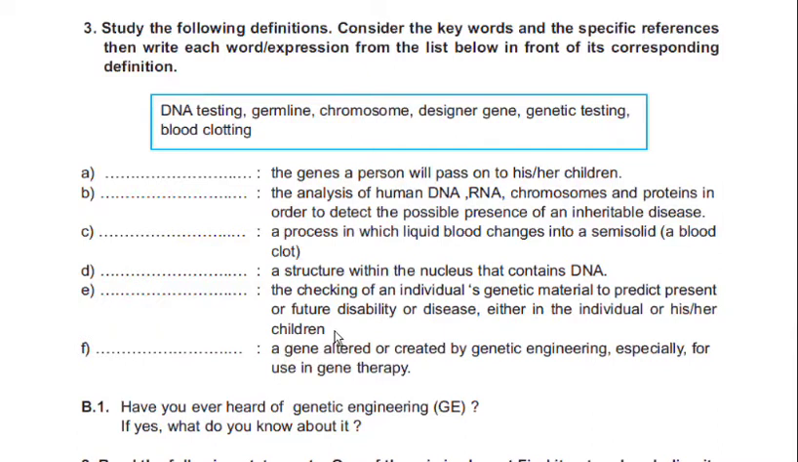F, a gene altered, changed somehow or created by genetic engineering, especially for use in gene therapy. And here we're talking about designing a gene. That's a gene that humans make or humans design by altering it or changing it for some reasons, of course, that we're going to see later.